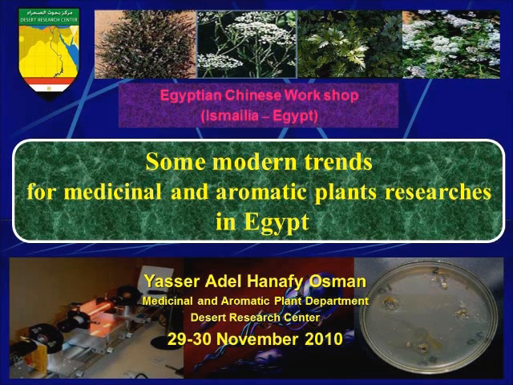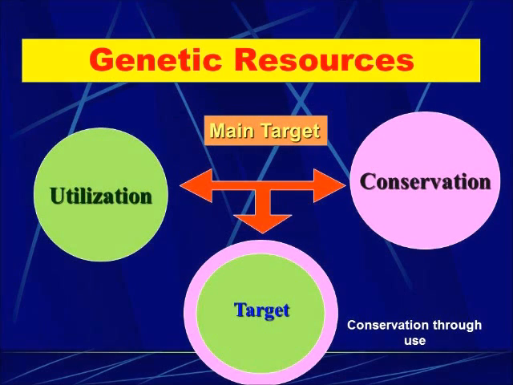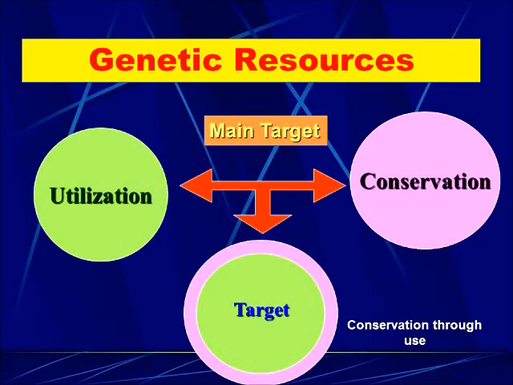Our presentation is titled Some Modern Trends for Medicinal and Aromatic Plants Research in Egypt. Here is an ethical conflict between utilization of genetic resources and conservation. Those are two different ways. Our target for success is conservation of the genetic resources through utilization, and this is what we can call sustainable development.